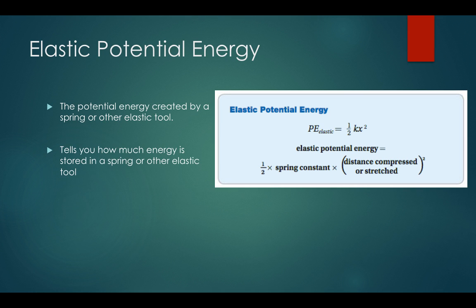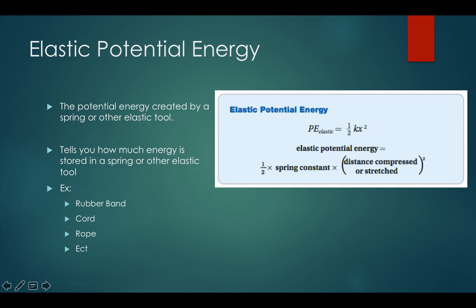Now, this is basically a way to tell you how much energy is stored inside of the spring. And like I said, examples are going to be like rubber bands, cords, ropes, and things like that. And the formula for this is going to be 1/2 k x squared.